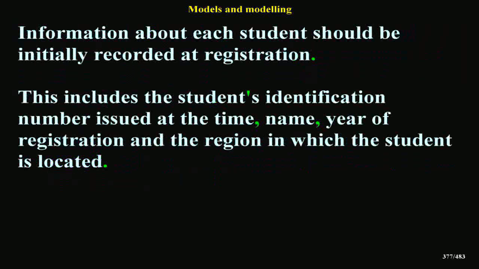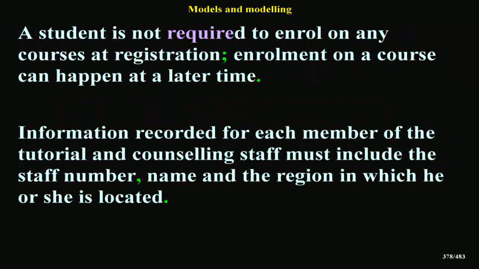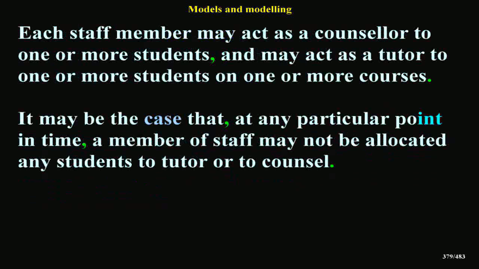Information about each student should be initially recorded at registration. This includes the student's identification number issued at the time, name, year of registration, and the region in which the student is located. A student is not required to enroll on any courses at registration. Enrollment on a course can happen at a later time. Information recorded for each member of the tutorial and counseling staff must include the staff number, name, and the region in which he or she is located.